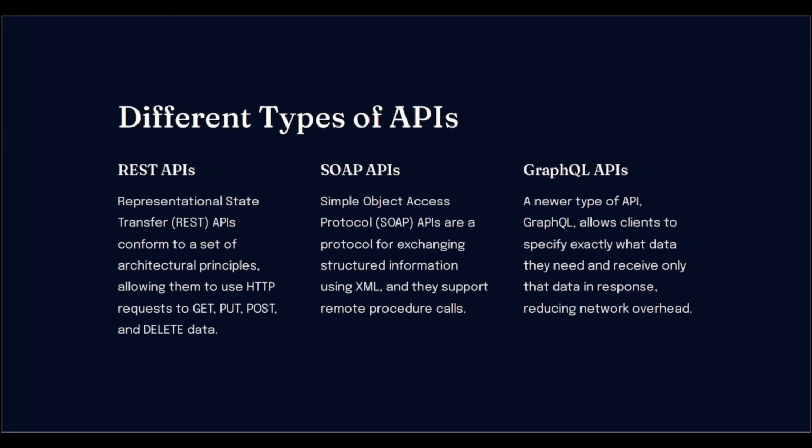We are going to cover three different types of APIs in this video: REST APIs, SOAP APIs, and GraphQL APIs. REST APIs conform to a set of architecture principles allowing them to use HTTP requests to get, put, post, and delete data. SOAP APIs are a protocol for exchanging structured information using XML, and they support remote procedure calls. A newer type of API, GraphQL, allows clients to specify exactly what data they need and receive only that data in response, reducing network overhead.